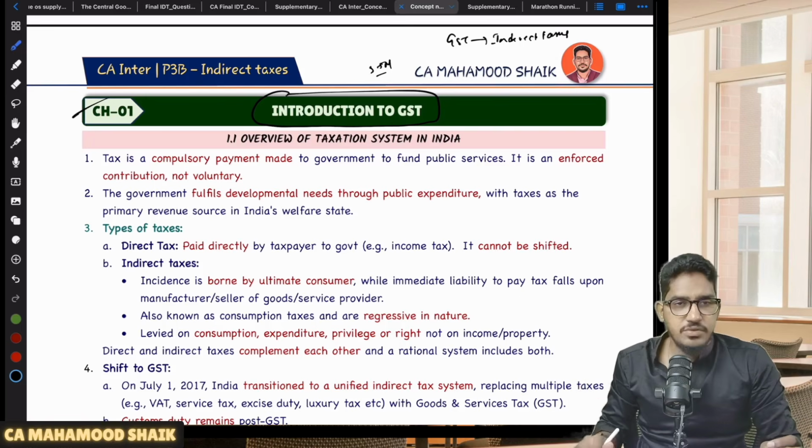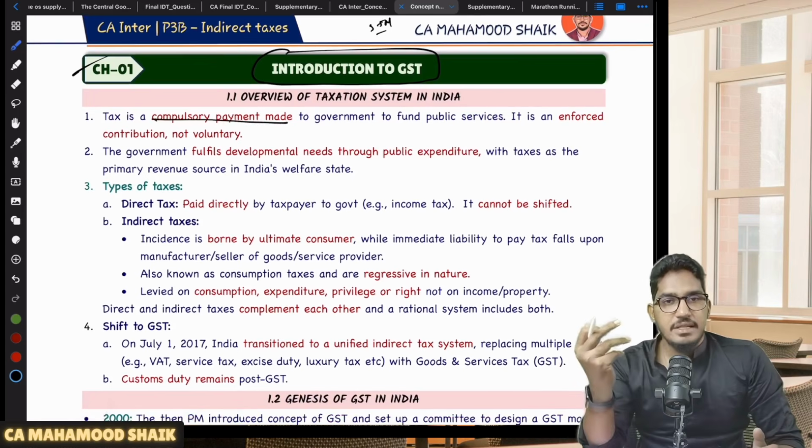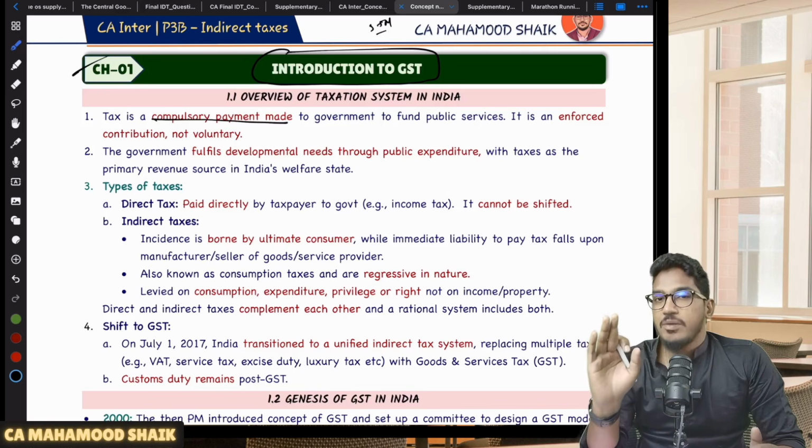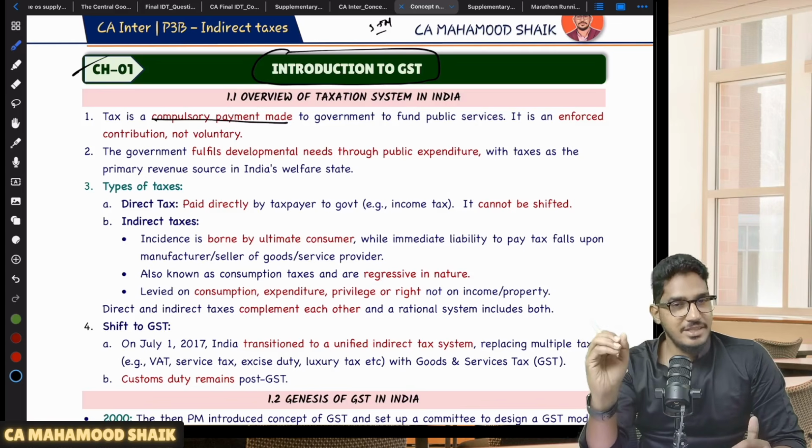First of all, what is the meaning of taxes, sir? Tax means it is a compulsory payment. When I say tax, it is going to be a compulsory payment. You are not paying it voluntarily. I know a very handful of people who come and pay their taxes voluntarily.